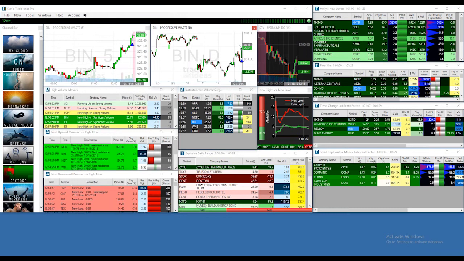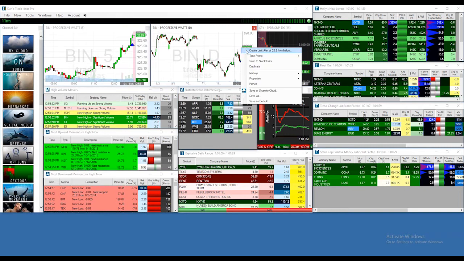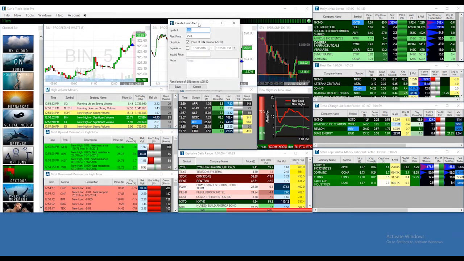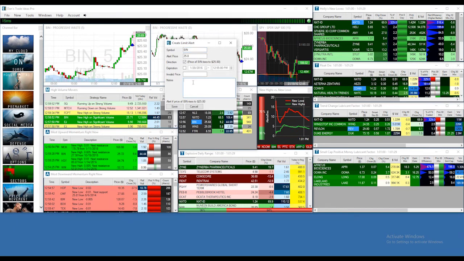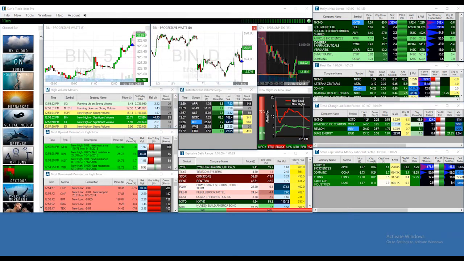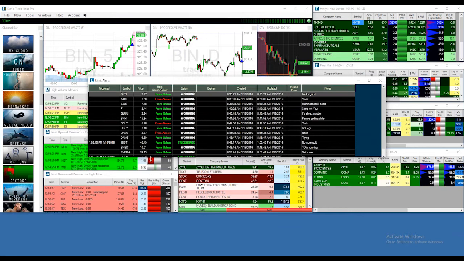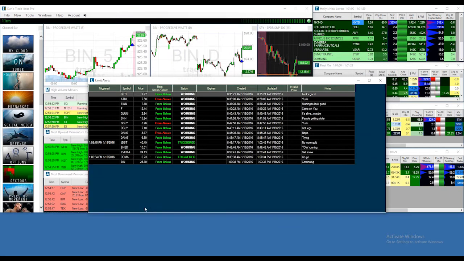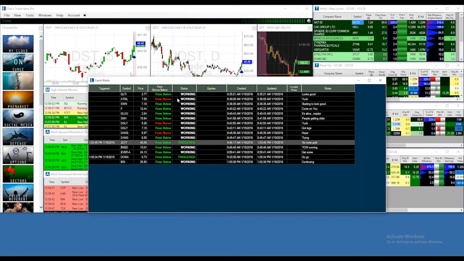So one of the things you can do is set up an alert and say, let me go above today's high, right-click, and create alert for this stock. I'm going to put a little note on here, something like "continuing." I'm going to hit save, and now this stock is in my limit alert window, which is right here, and I can constantly watch it and make sure everything I have is doing what I want it to do.